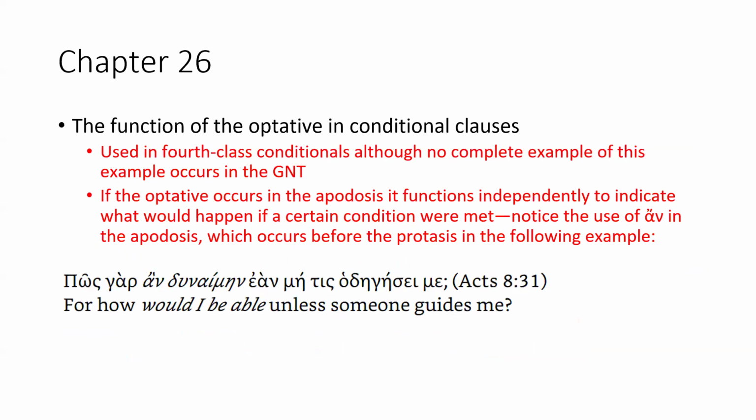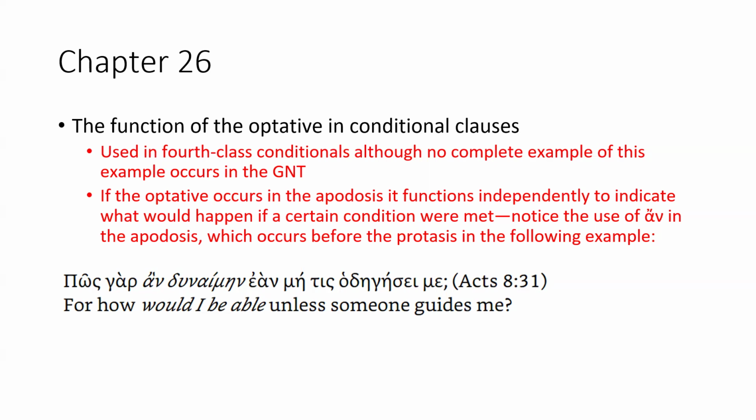The function of the optative in conditional clauses. It's used in fourth-class conditionals, although no complete example of this occurs in the Greek New Testament. If the optative occurs in the apodosis, it functions independently to indicate what would happen if a certain condition were met. Notice the use of an in the apodosis, which occurs before the protasis in the following example.